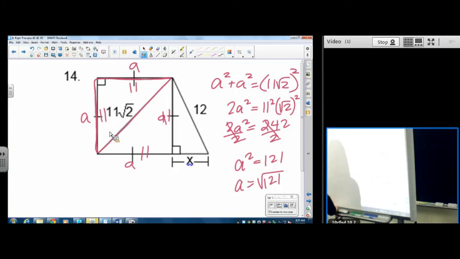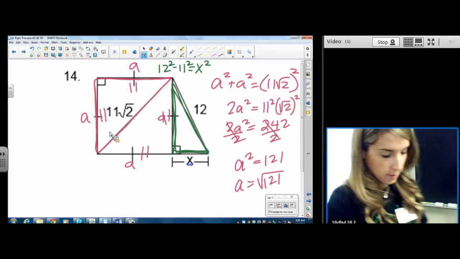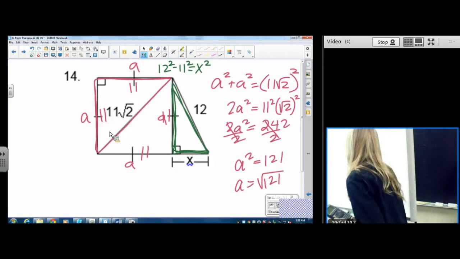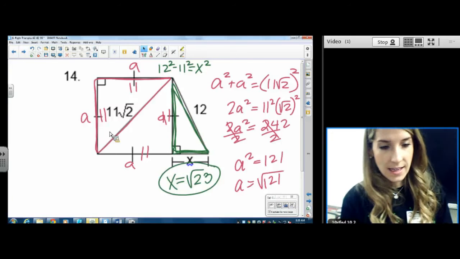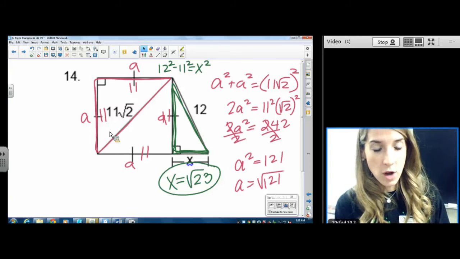So now we would look at this triangle right here, and we would do Pythagorean theorem. 12 squared minus 11 squared equals x squared. So 144 minus 121 is 23. So x is the square root of 23. And that is a really good introduction to today's lesson. Do you want to do any more homework before we go on to today's lesson?